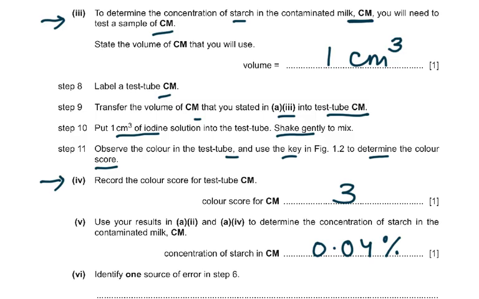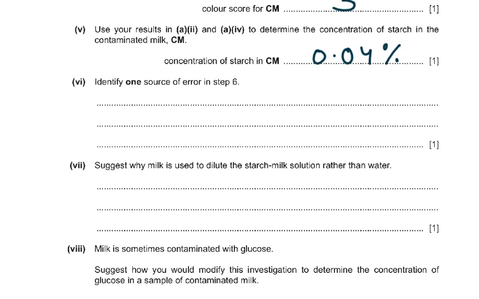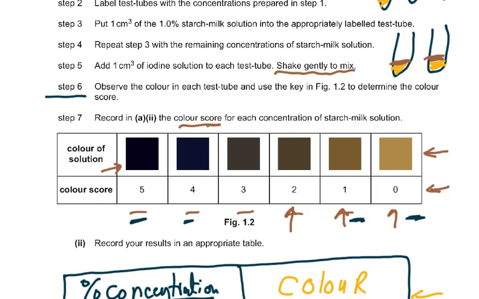So you record the color score for contaminated milk, anything between 0 and 5. Now it says, identify one source of error in step 6. Now let's look at step 6. Go back and look at step 6 again. Observe the color in each test tube and use the key to determine the color score.